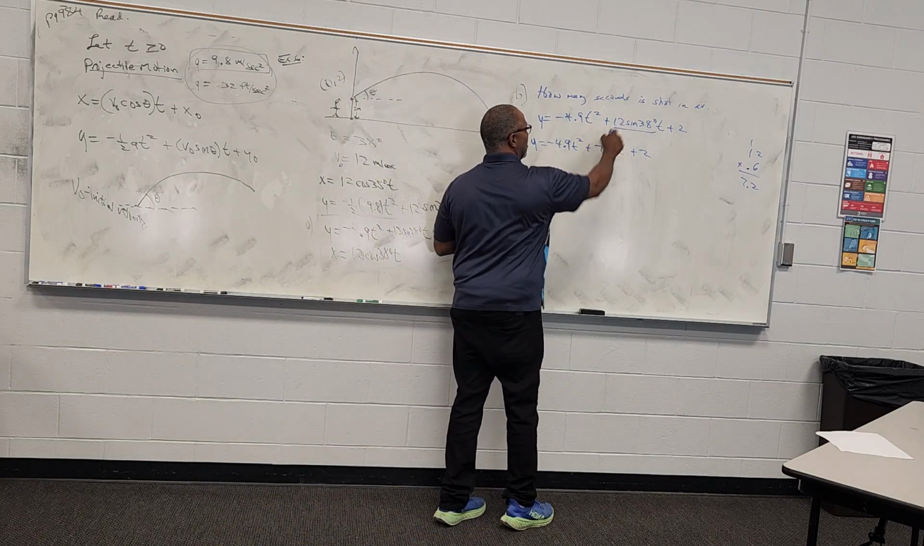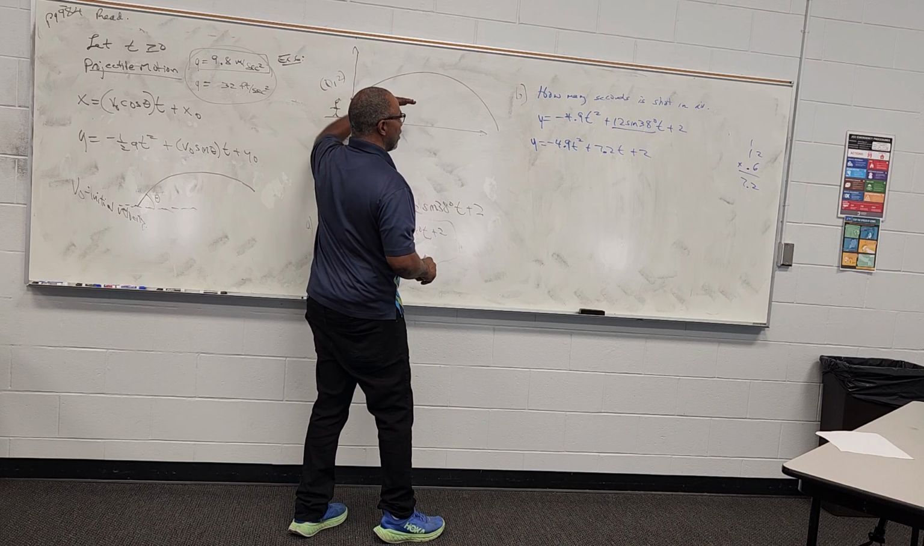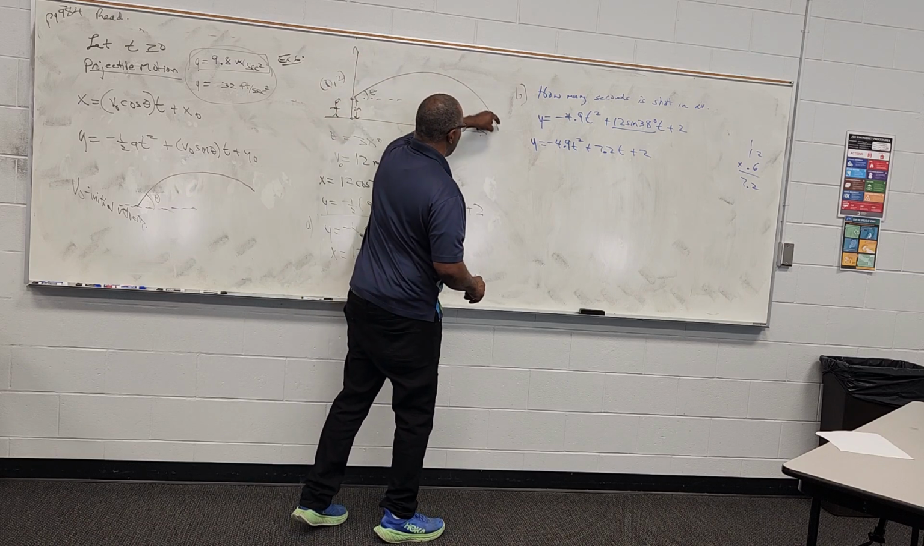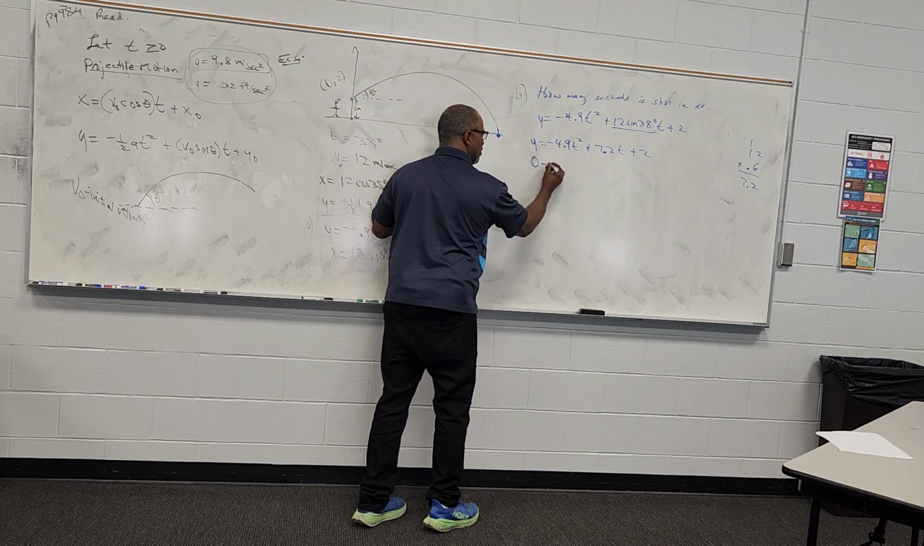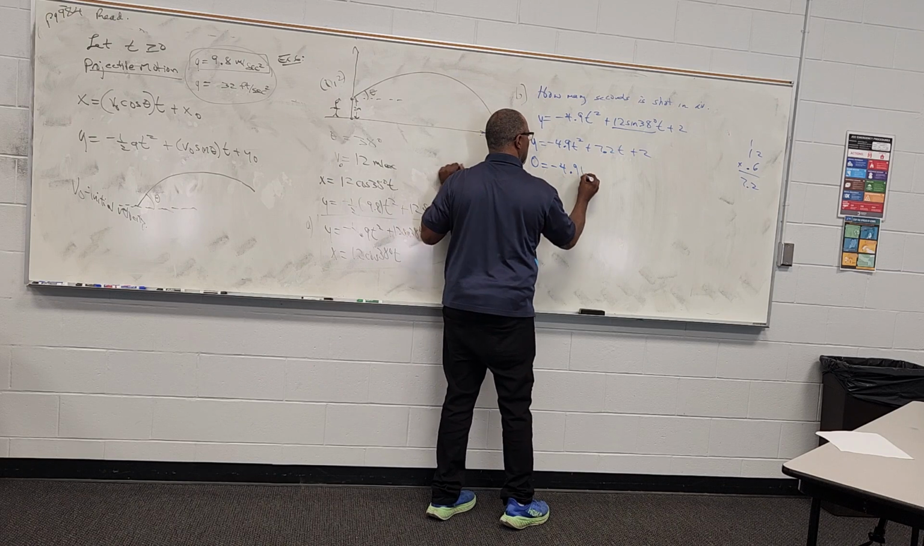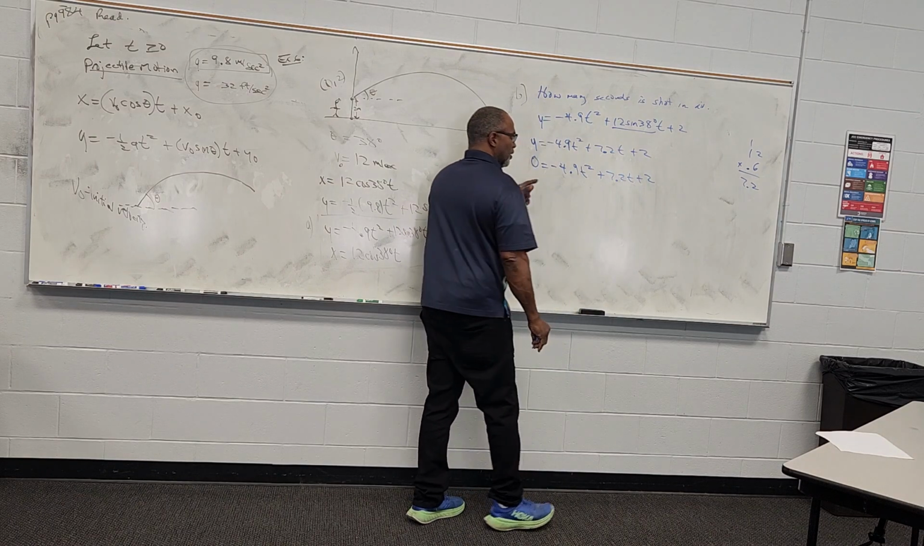So how many seconds is this in the air? Well, the y-coordinate tells you how high you are. So when this thing comes down and hits the ground, the moment it hits the ground, the height is 0. So I'm going to let y be 0 and solve this. Set it equal to 0.